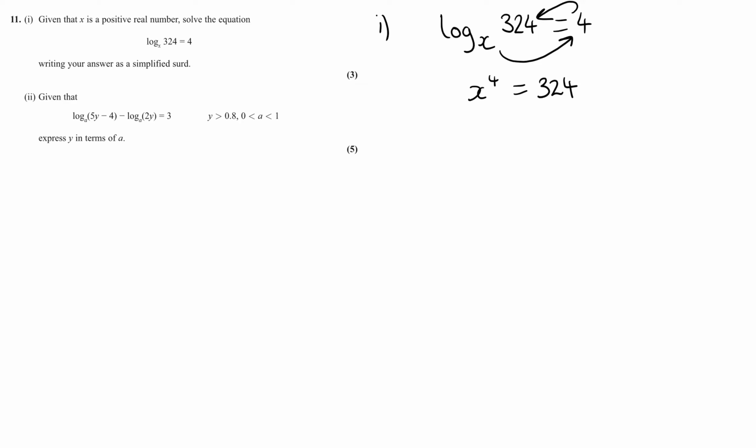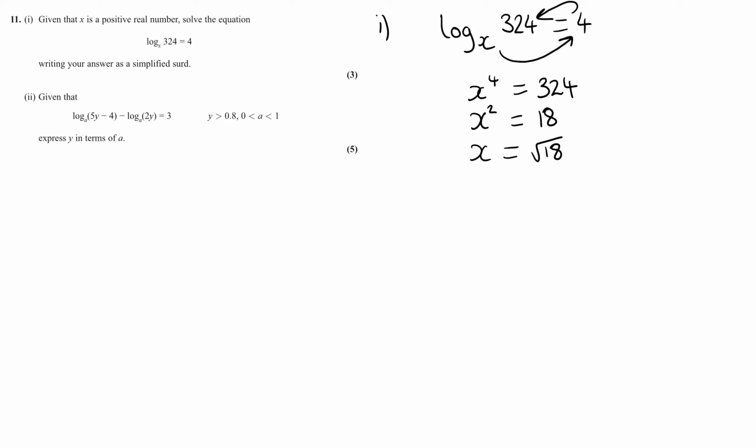Now, finding the fourth root is another way of thinking about square rooting and square rooting again. Your calculator is doing one too many operations there to give you the exact value. So what we're going to do is square root both sides. When we square root the left hand side, we get x squared. When we square root the right hand side, we get 18.